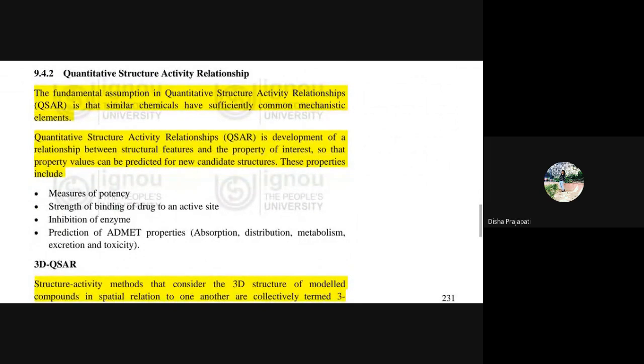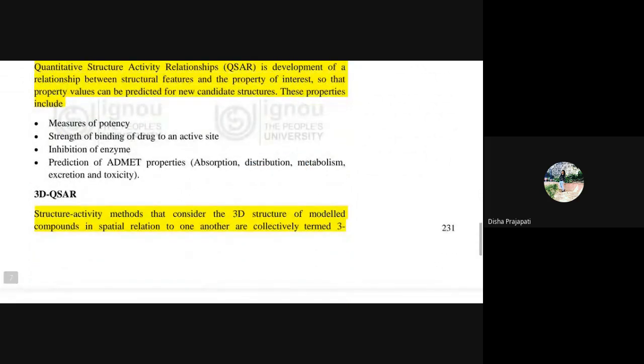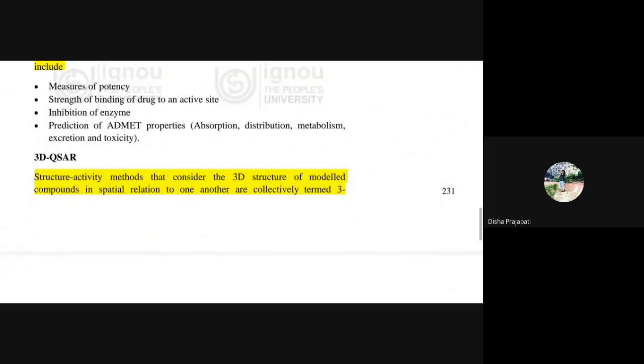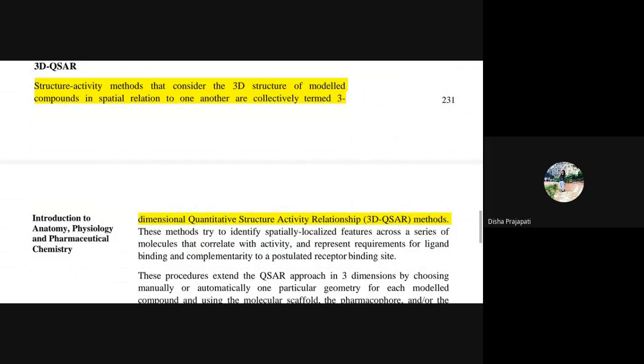These properties include measures of potency, strength of binding of drug to an active site, inhibition of enzyme, and prediction of ADMET properties. What is ADMET? Absorption, distribution, metabolism, excretion, and toxicity of that particular drug. Now there is another term called 3D QSAR: structure activity methods that consider the 3D structure of modeled compounds in spatial relation to one another are collectively termed 3D quantitative structure activity relationship methods.